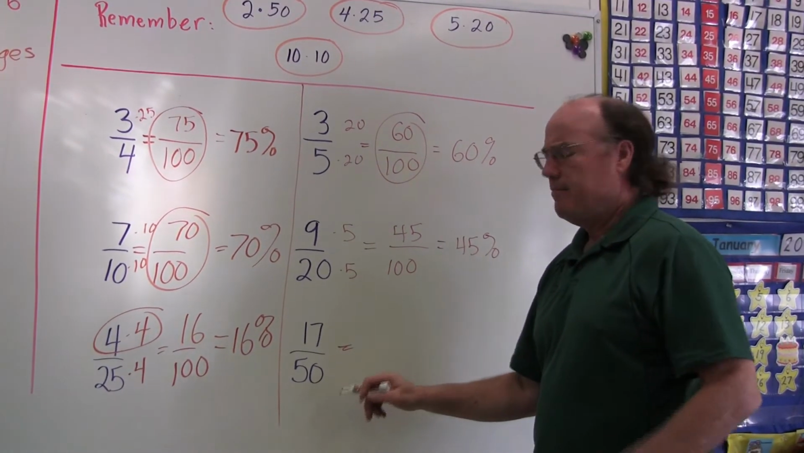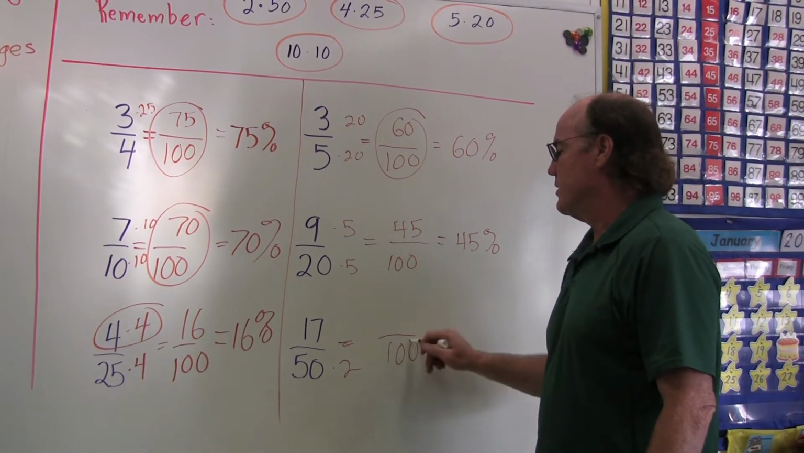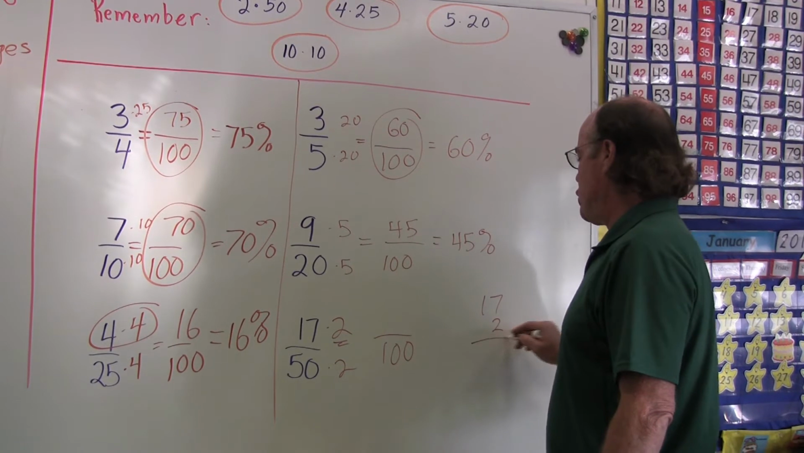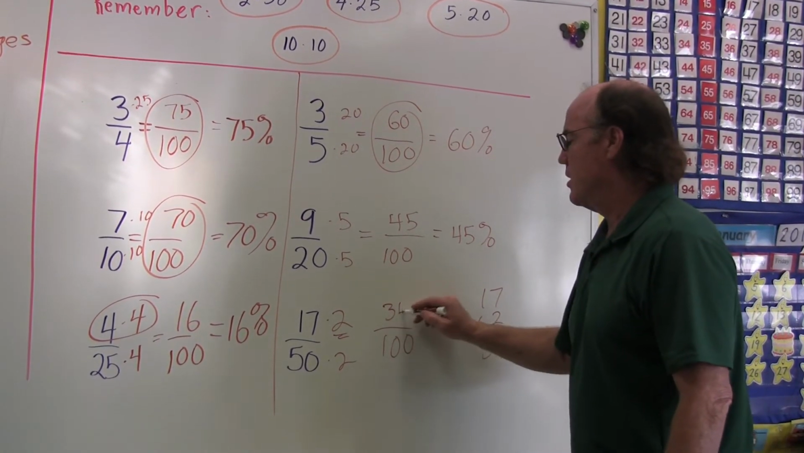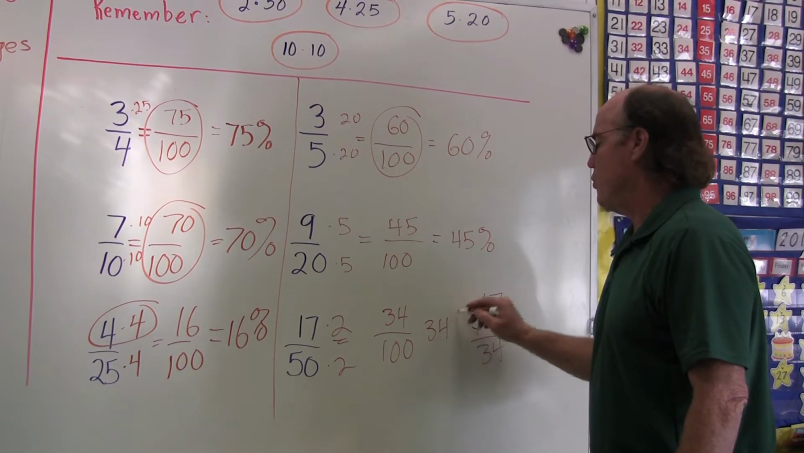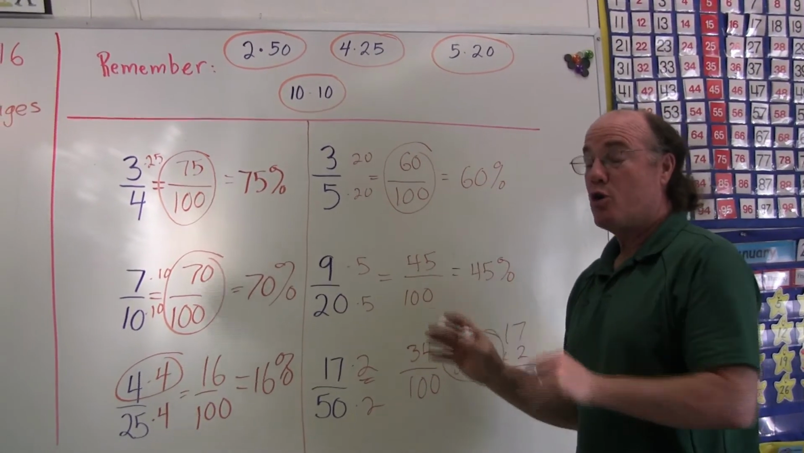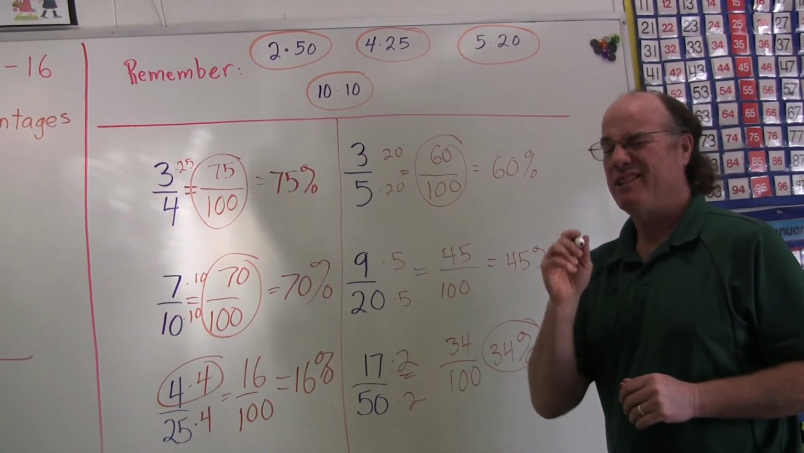17 over 50, okay? 50 times 2 is 100. 17 times 2, I forgot that, teacher. 34. And so that's 34%. Okay? Now those are all pretty easy. Our next level with problems 9 through 16, it'll get a little tougher.